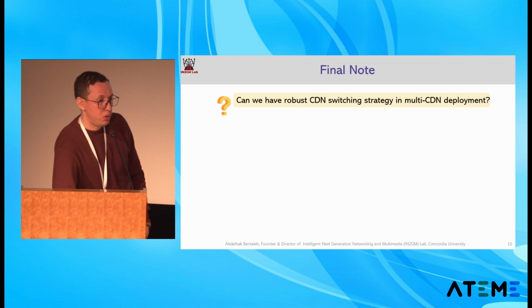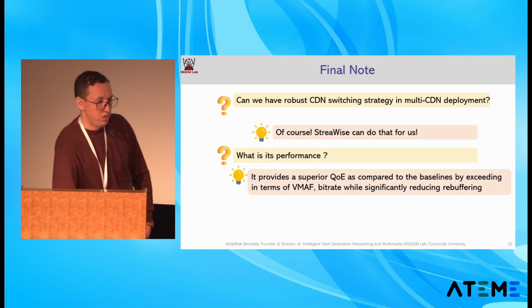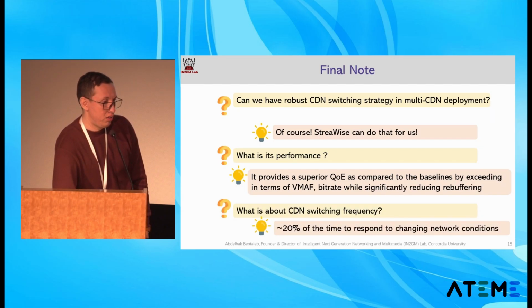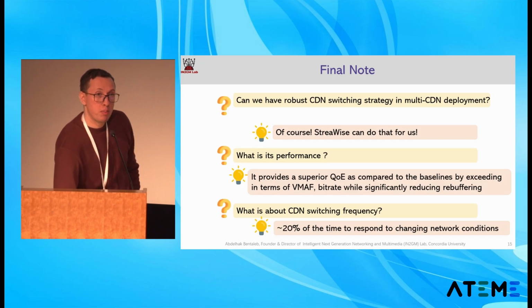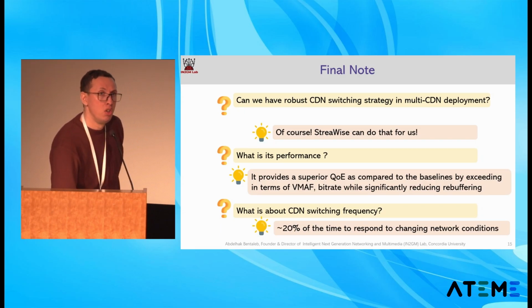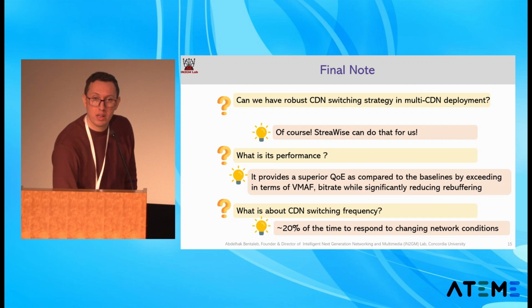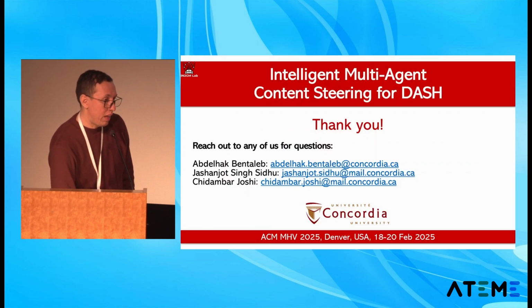Can we have a robust CDN switching strategy in multi-CDN deployment? Yes, of course, Streamwise. What's the performance? It achieves a great quality of experience. And what about the CDN switching frequency? As I mentioned, it's just 20% of the time to respond to the changing network condition. In fact, we implemented multiple policies where you can switch when you see a variation in RTTs or variation in QoE. You can trigger Streamwise again to select the best CDN, or the client will ask Streamwise to get the best CDN. That's all. So thank you.